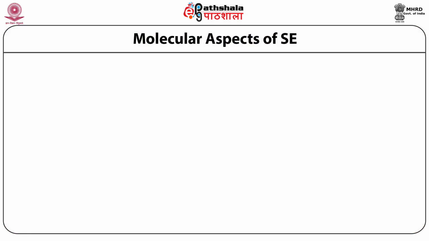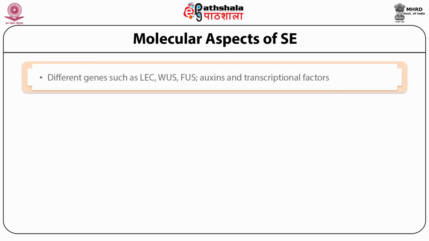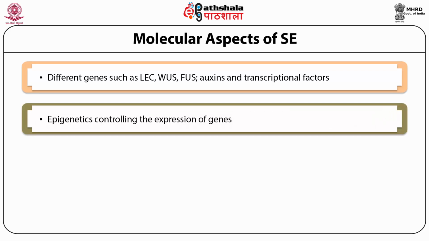During the development of somatic embryos, transcriptomics of several species is carried out. Different genes such as LEC, WUS, FUS, auxins and transcriptional factors have a predominant role during the induction of somatic embryos. That is transformation of a somatic cell into an embryogenic cell. So there are a lot of genes which play an important role. Epigenetics controlling the expression of genes has a significant role, and research has proved that auxins, in addition to modification of DNA methylation patterns, influence the embryogenic cells.